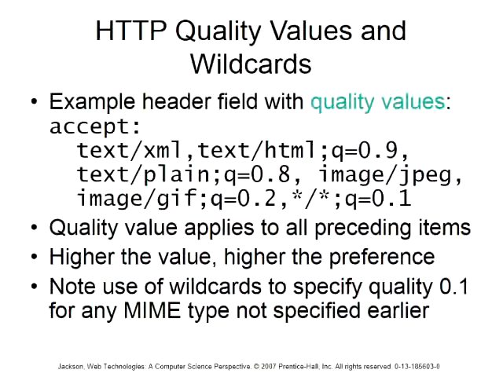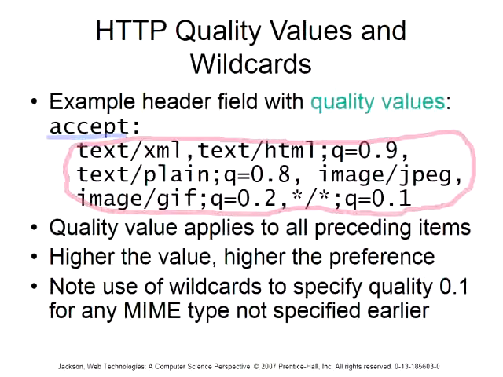This is an example of a header field with quality values. Accept is our header field, and text XML, text HTML, etc. is the header value. So in red is the value of the header, and in blue is the header. What's the meaning of accept?